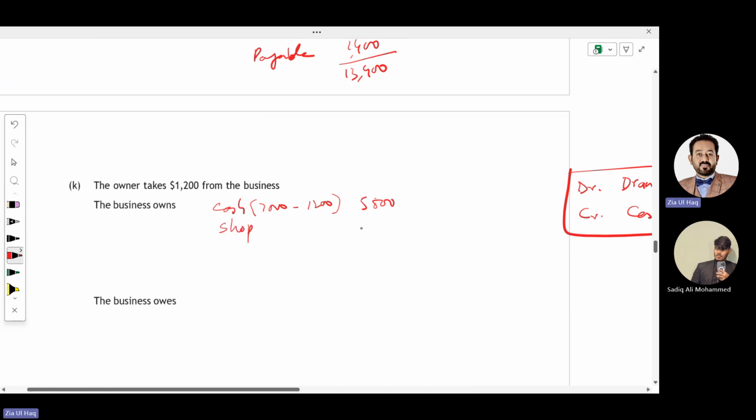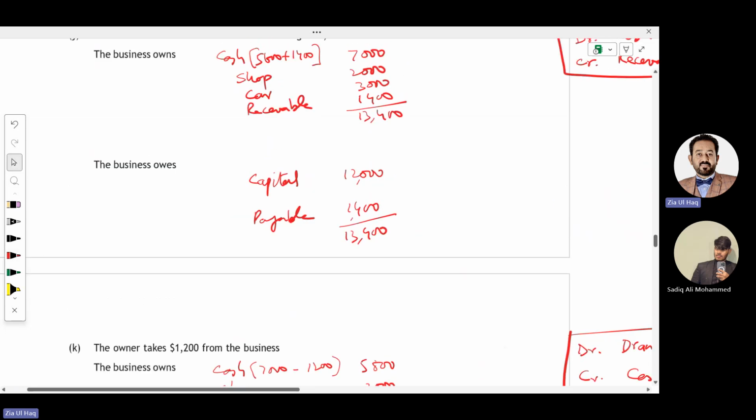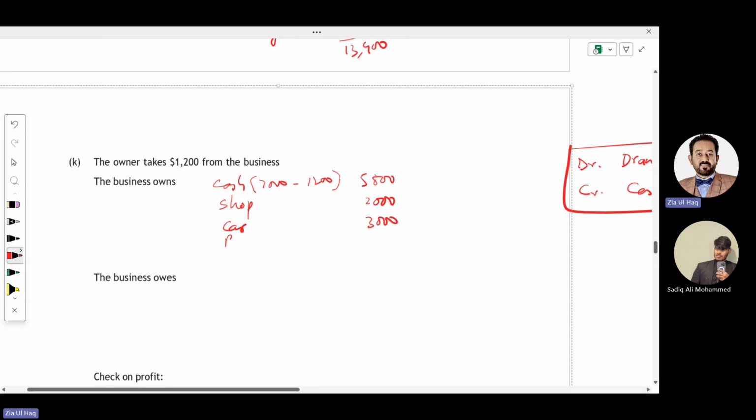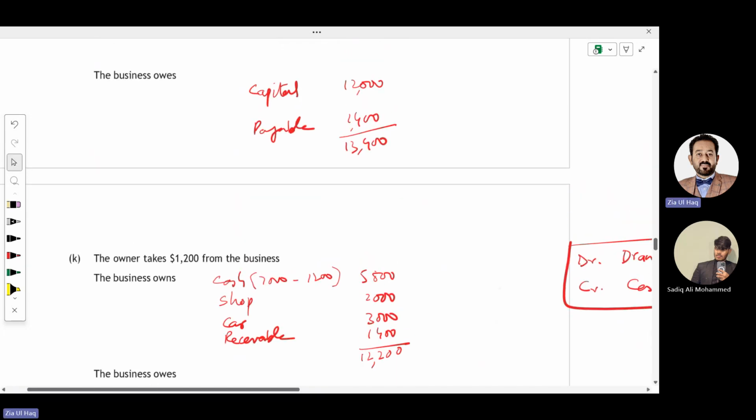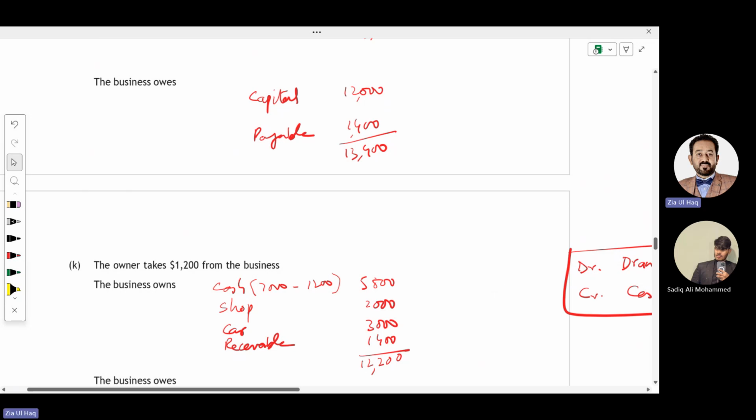Shop will be of 2,000. Car will be of 3,000. What else? Receivable will be of 1,400. So this will come 0, 0, 2, 6, 8 plus 4, 12,200. While our offs is 13,400.